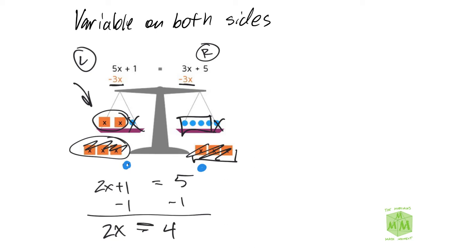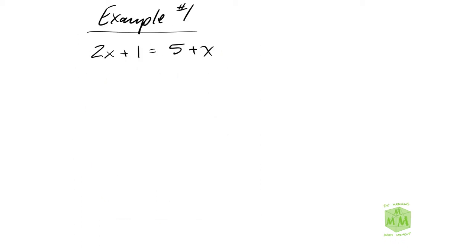So if I have 2 orange boxes, that equals 4 blue circles. That means if I divide both sides by 2, I have 1 orange box equals 2 blue circles. I have our orange boxes and blue circles. Final answer here. So on to our first example problem.